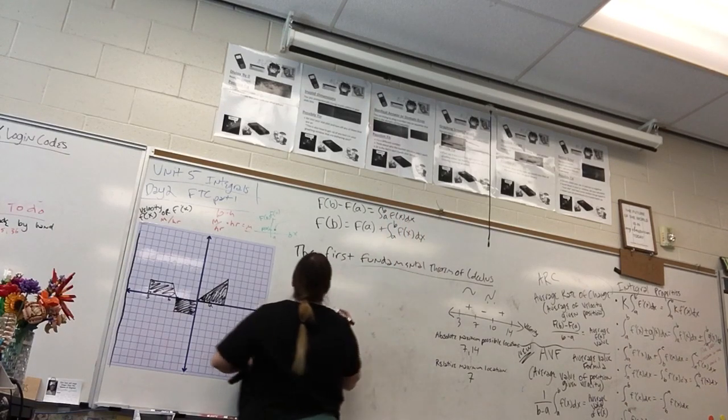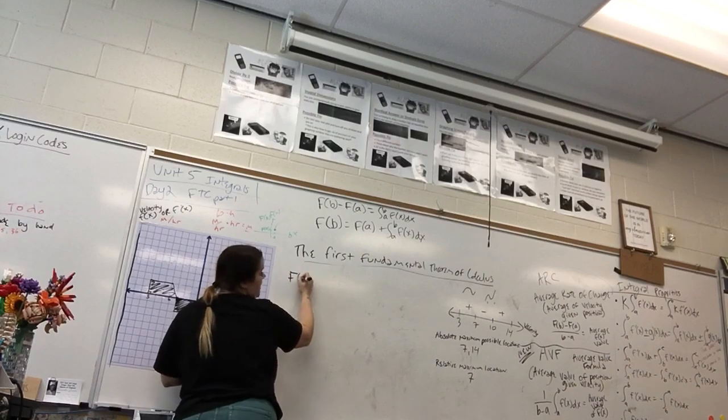Okay. So f of 7 is f of 3 plus the integral from 3 to 7 of f of x dx. This is what we need. This we need to be given.